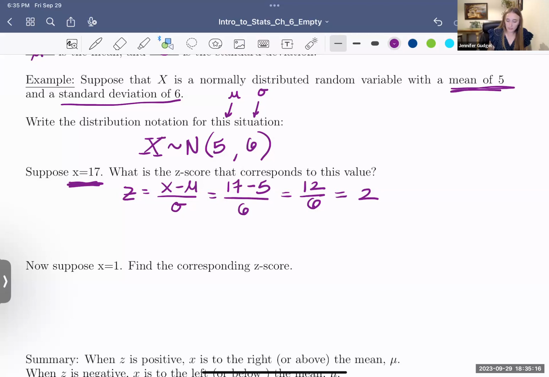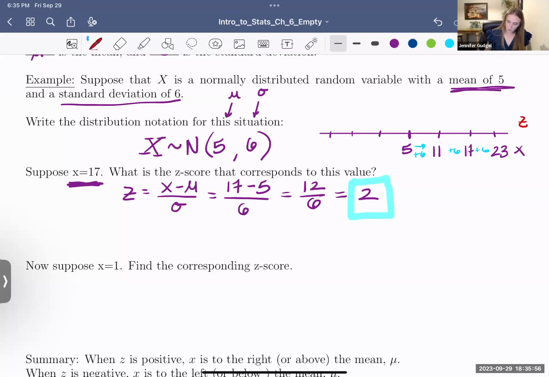This is a positive 2. This is one where our z-score was a nice whole number. If I wanted to, I could have found this example by listing out my situation with 5 in the middle, 1, 2, 3 above, 1, 2, 3 below, and I'm adding a standard deviation of 6 in between each of these values. 5 plus 6 is 11. 11 plus 6 is 17. 17 plus 6 is 23. These are my data values, my X values.